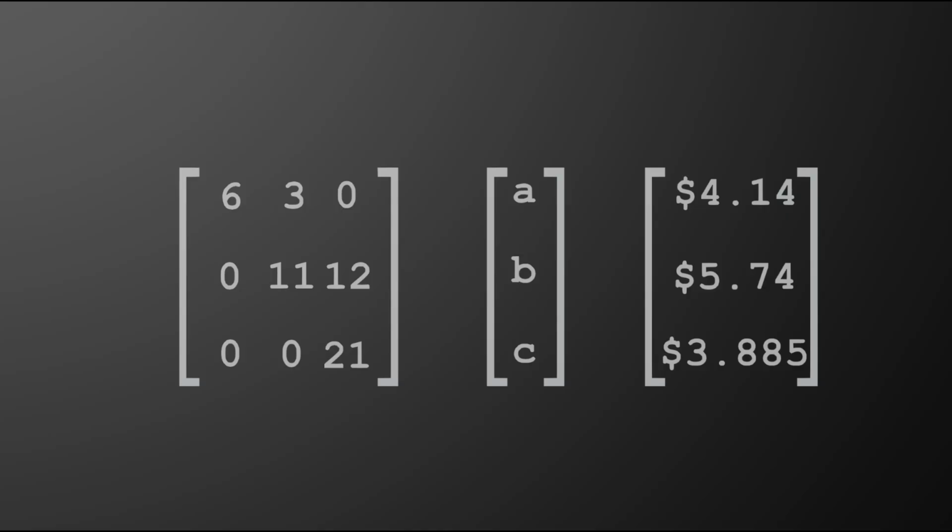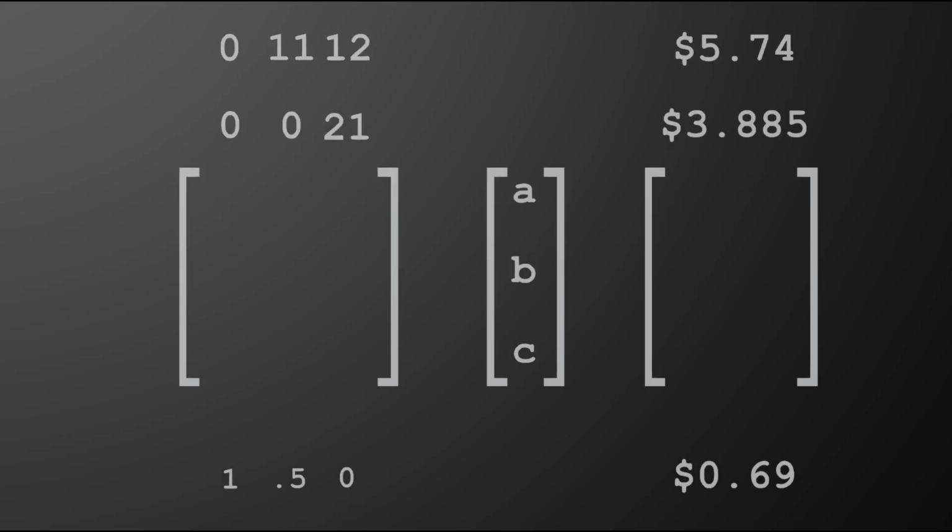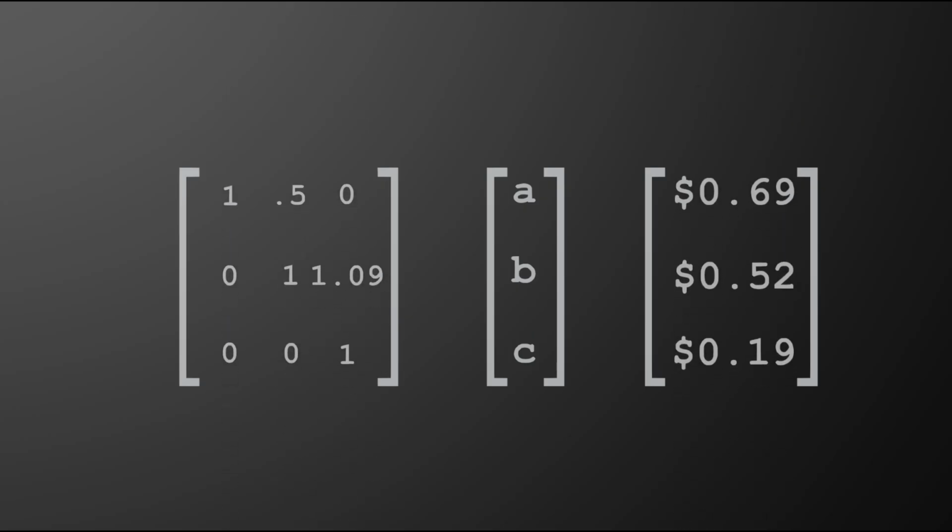Now technically, we're done turning this into an upper triangular matrix, but there's one more thing I like to do, which is divide the row by the leading coefficient. This means row 1 is divided by 6, row 2 is divided by 11, and row 3 is divided by 21. Side note here, I've rounded the decimal places for show, but the calculations I do will be based on the exact values I found.